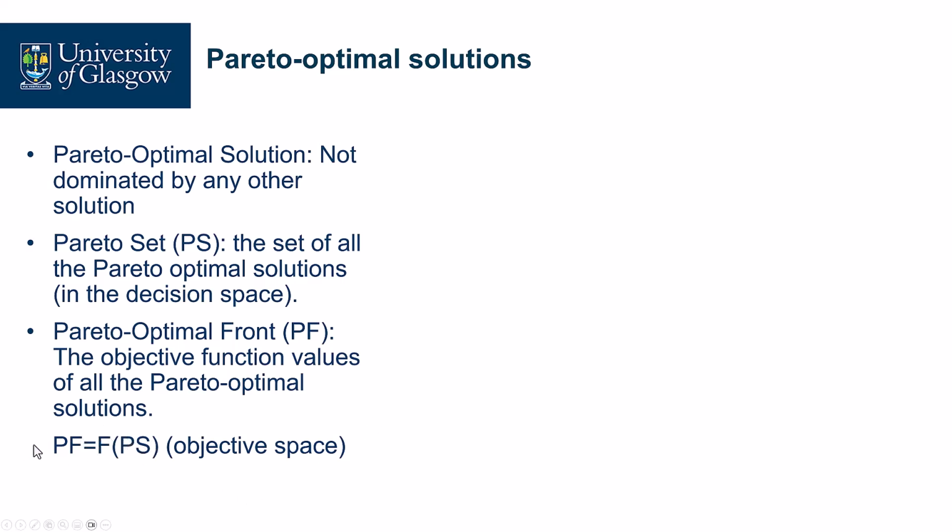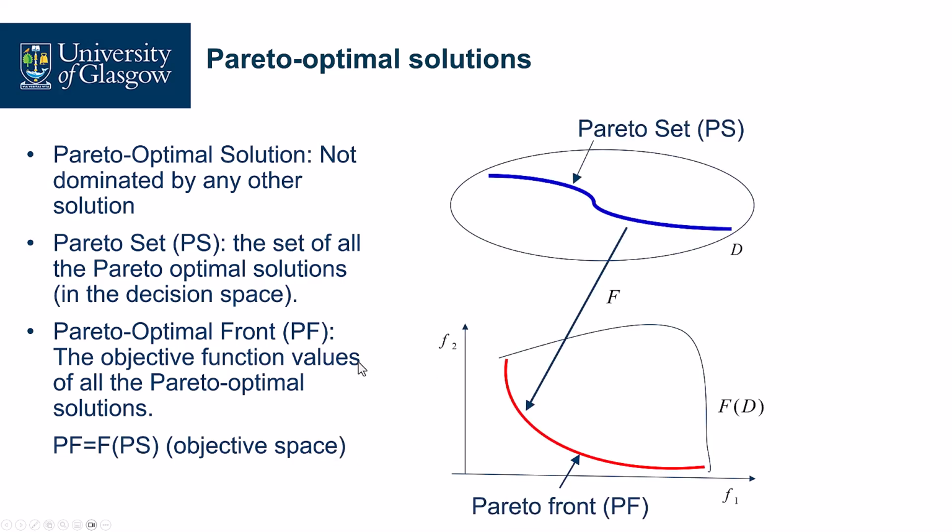So the Pareto front is in the objective space. We can see here in the decision space, this is the Pareto set. We calculate their objective function values, and it comes to the objective space, f1, f2. This one, we call the Pareto front. So this is what we want to get for multi-objective optimization.